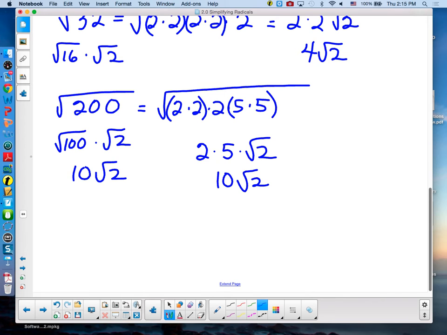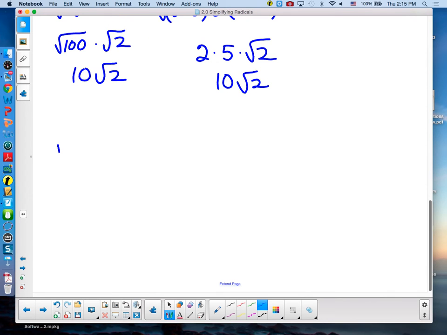Question on that before I give you another one? Okay, let's go with the square root of 72. Simplify, reduce that radical. Get the exact value of reduce.